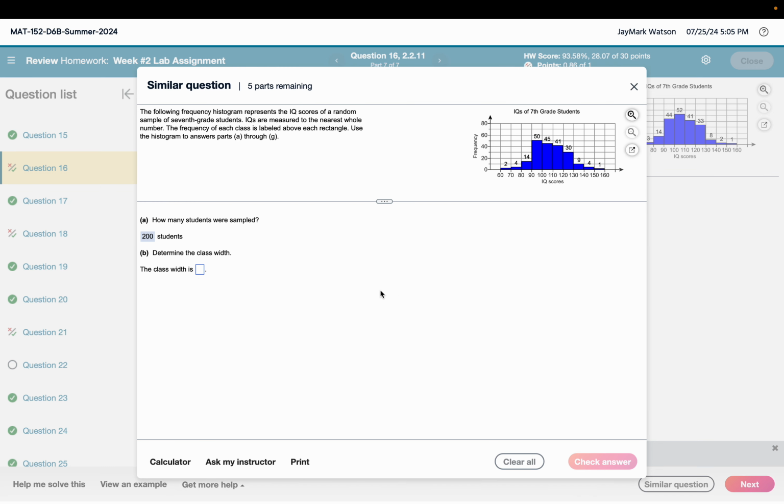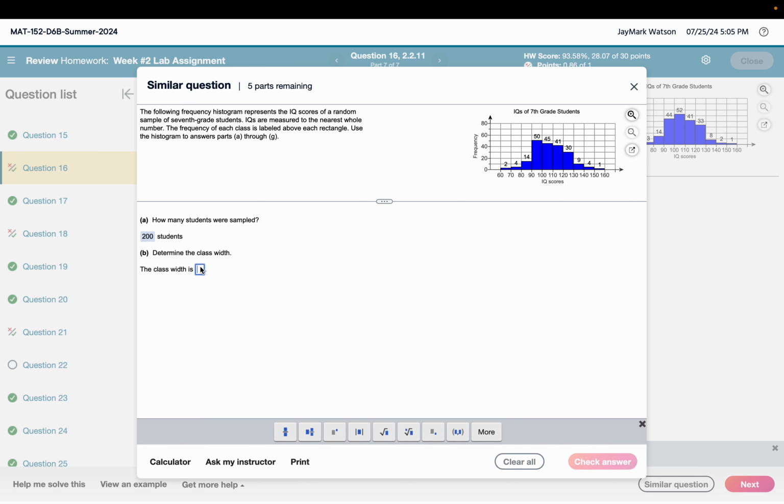So the class width is 10 because there's 10 between each of these little frequencies. So that's how you determine a width on a thing like this. It's just how much is in between right here, which is a lot more simple than it usually is, but hey.